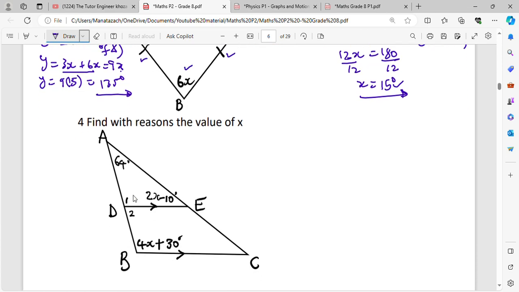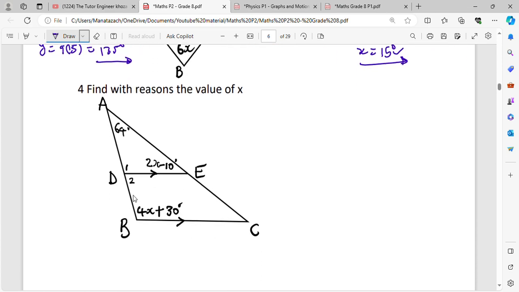So let's do the final question for today. Question 4. Find with reasons the value of x. We're given angle E and angle B, which are not equal. So the first thing we can say is angle B is equal to angle D1, right? The reason for that is corresponding angles, since DE is parallel to BC.